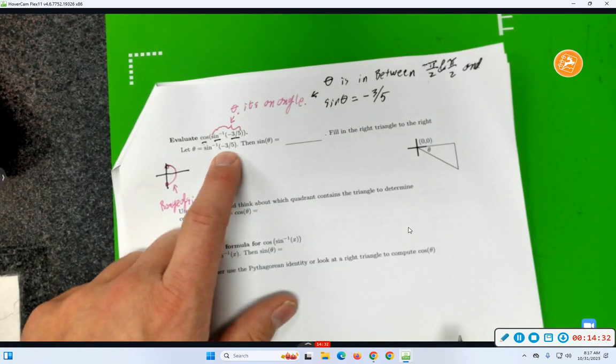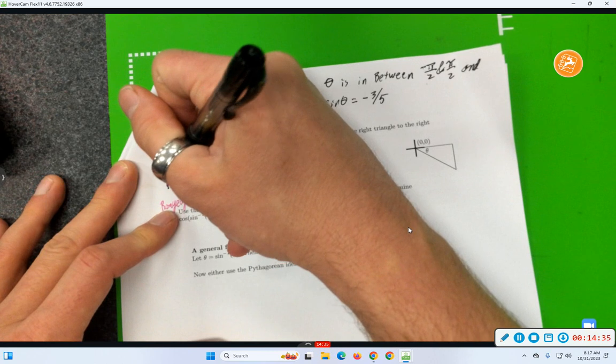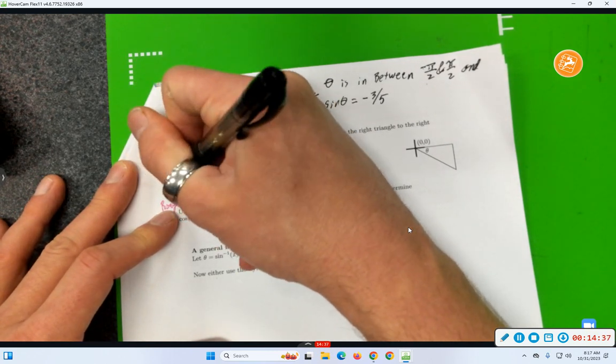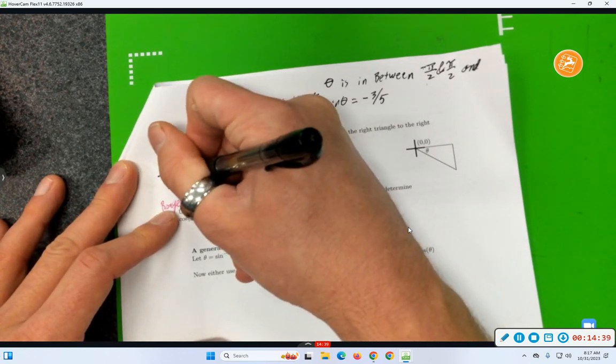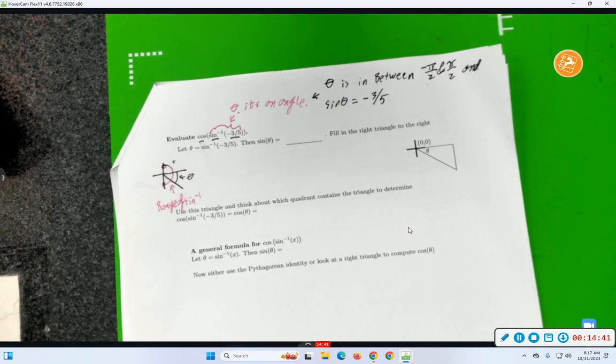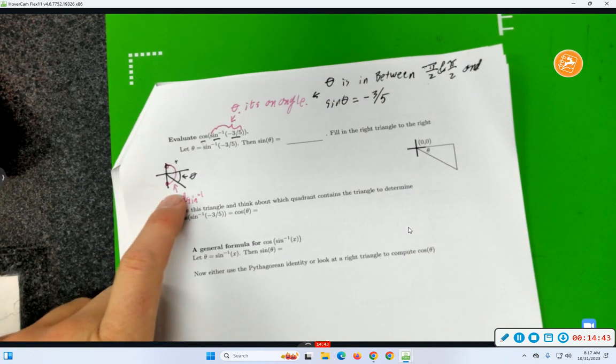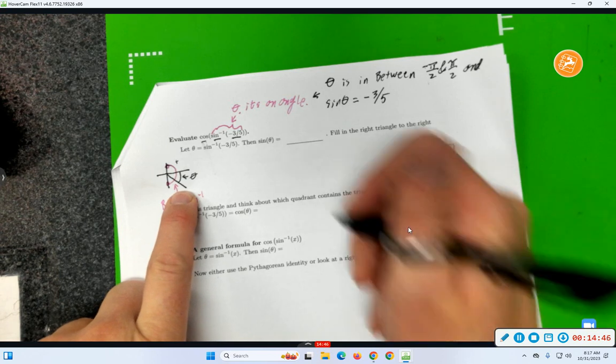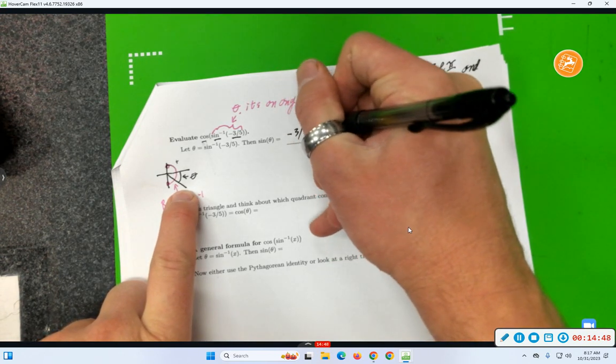I know that sine is negative 3 over 5. Well, sine is positive here, it's negative down here, so this angle's down here. There's this angle theta. So theta is an angle in quadrant 4, and sine of theta is negative 3 over 5.